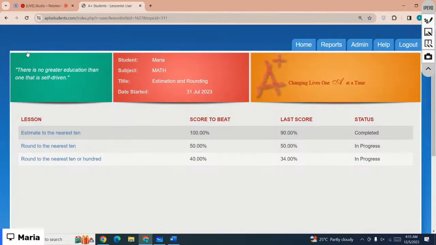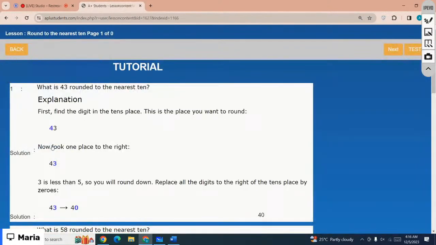Okay, the next lesson is round to the nearest 10. Basically, rounding and estimation are almost the same, right? What is 43 rounded to the nearest 10? This is the other way I am explaining. You have to see the digit that is at the tens place.